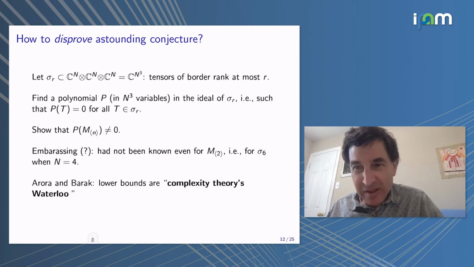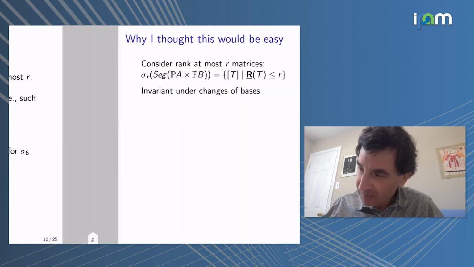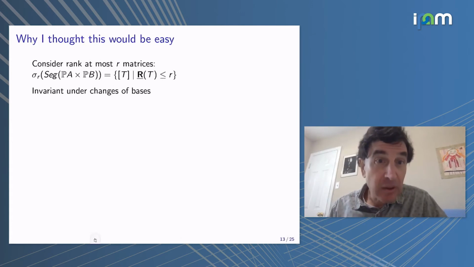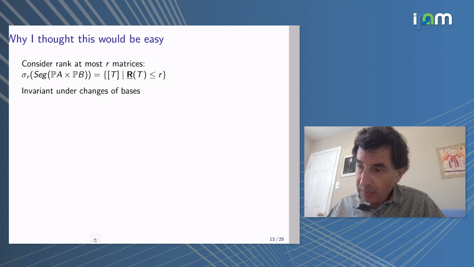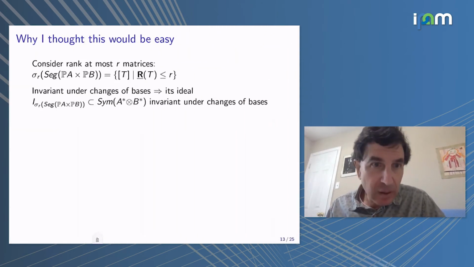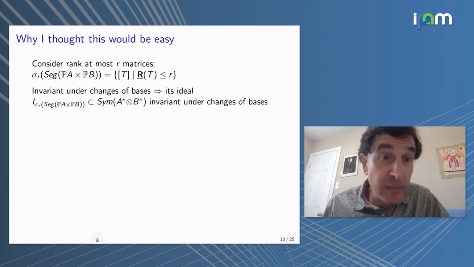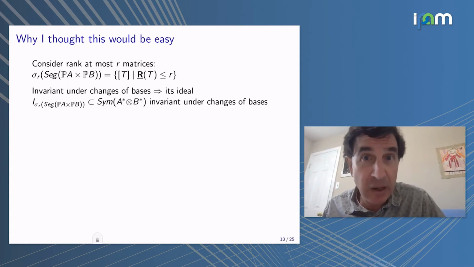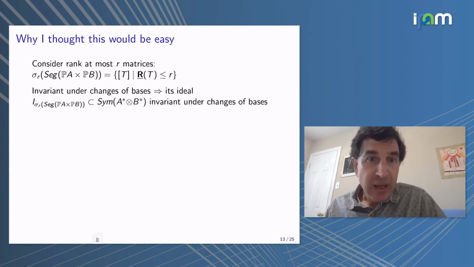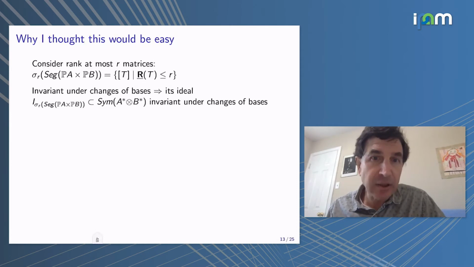And so there had not been much progress. Okay, so let's think about why I was so foolish to think this would be an easy problem. Because let's think about rank at most R matrices. It's invariant. We know that a matrix is rank at most R if and only if all its R plus one minors are zero, but let's forget we know that for the moment. Its ideal, the set of polynomials cutting that out, is invariant under change of bases.